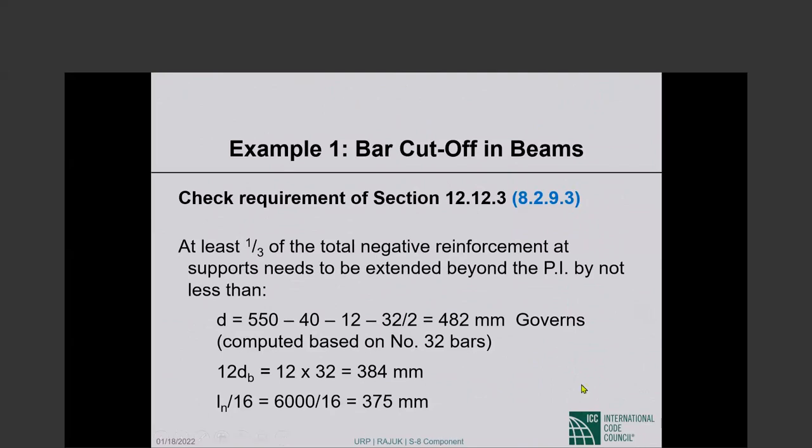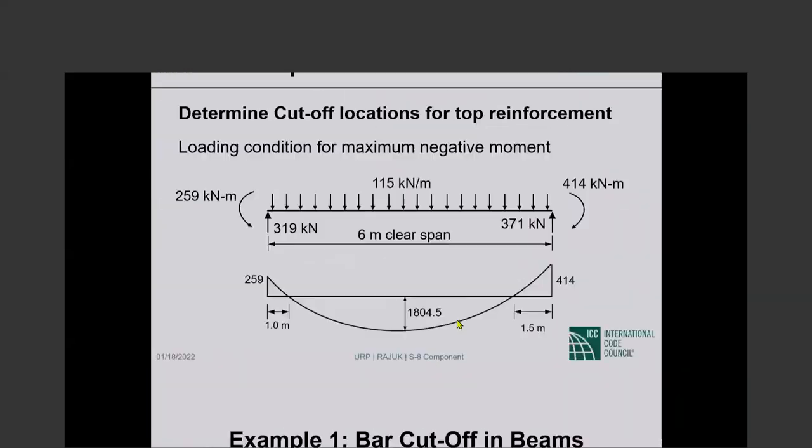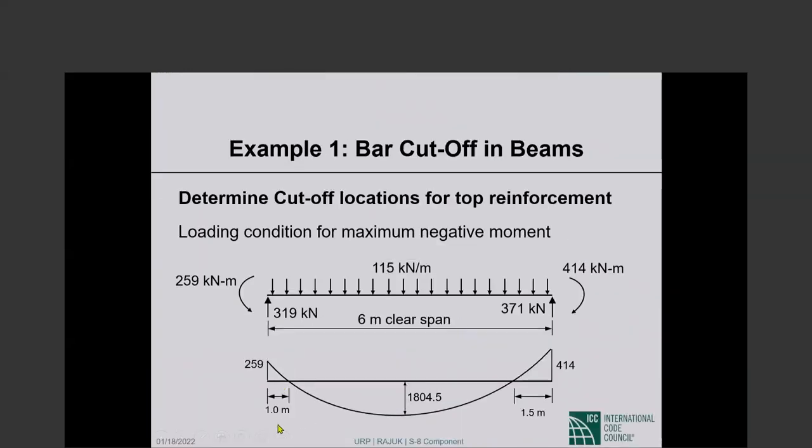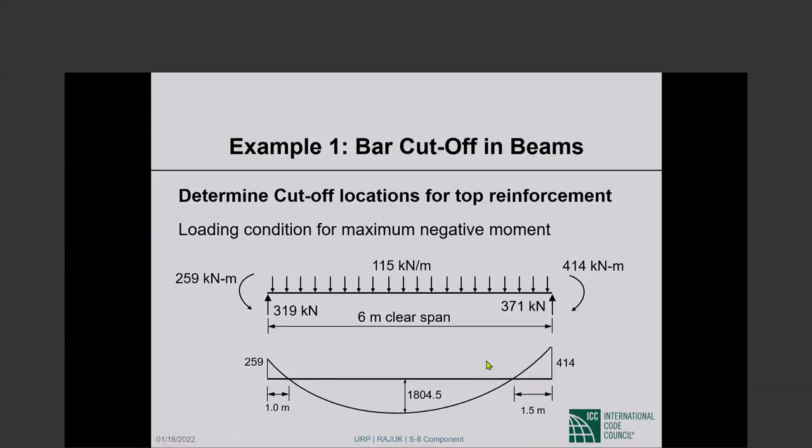So we need extension of 482 from the inflection points, and the inflection points are at 1 meter and 1.5 meters. So we could go 1 meter plus the extension, and here we could go 1.5 meters plus the extension, and that's precisely what has been done. These bars have been extended to 1.5 meters, and those bars have been extended to 2 meters, 1.5 meters to the inflection point plus half a meter beyond the inflection point.